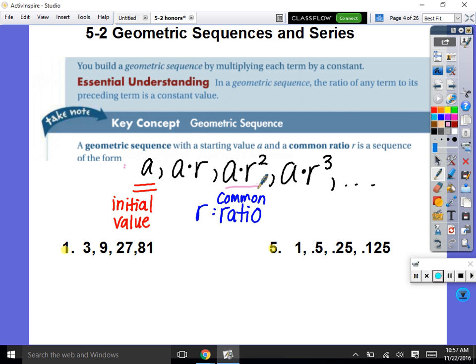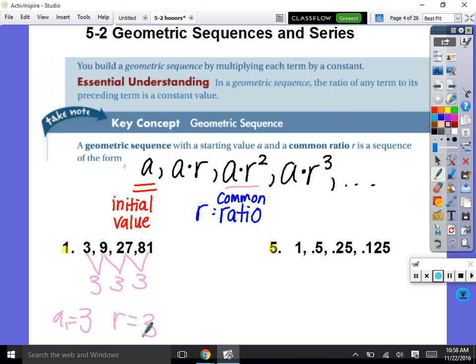Okay, so everybody look at number 1 on your worksheet. Here we go. It's 3, 9, 27, 81. Is it arithmetic or geometric? Geometric, because we have a common ratio. 81 divided by 27 is 3. 27 divided by 9 is 3. 9 divided by 3 is 3. So our starting value is 3, and so A sub 1 is 3, and our common ratio is 3. Questions on that?